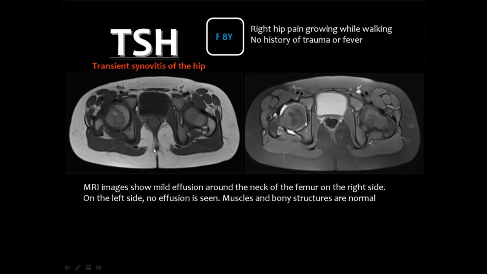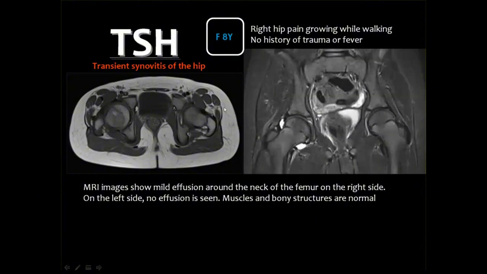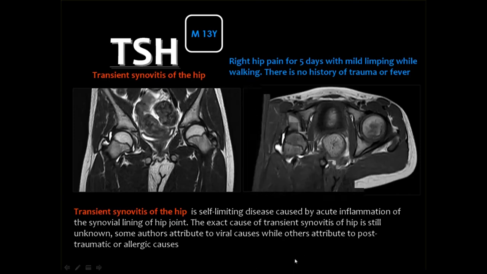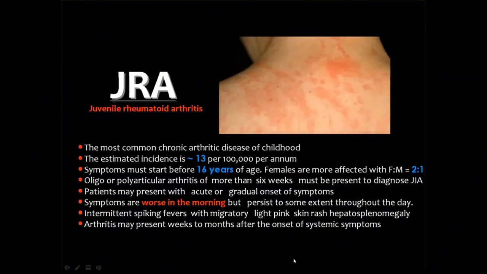This is an example: a female child, 8 years old, with hip joint effusion. The bone marrow signal is within normal, and also the surrounding muscles are within normal. Another example of transient synovitis on the right hip, and you see a synovial effusion, and actually you are not able to appreciate synovial thickening unless you inject contrast material to see the degree of synovial thickening and enhancement.